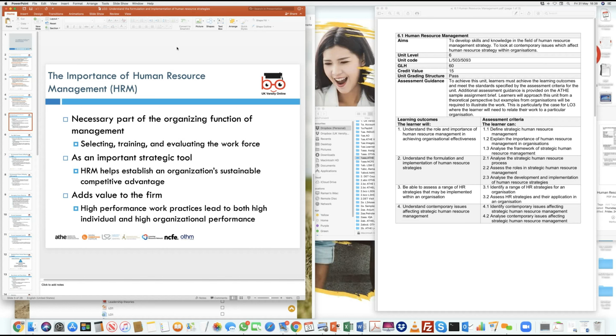Christina, Eve, sorry? Why do you think the role of HR is important in an organization? Yes. Because without it, you wouldn't have any people to work there.